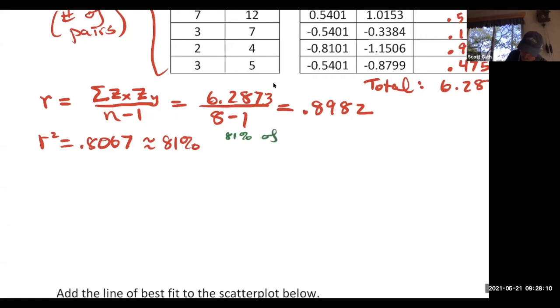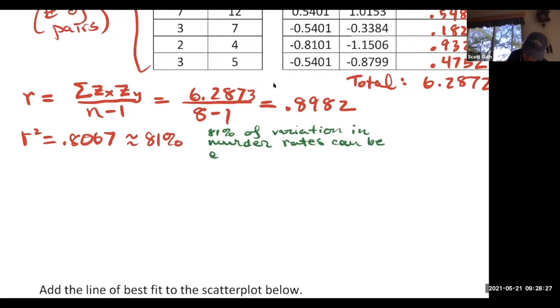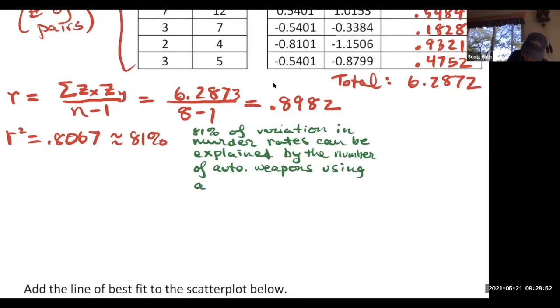81% of variation in murder rates can be explained by the number of auto weapons using a line of best fit. Okay, any questions there?